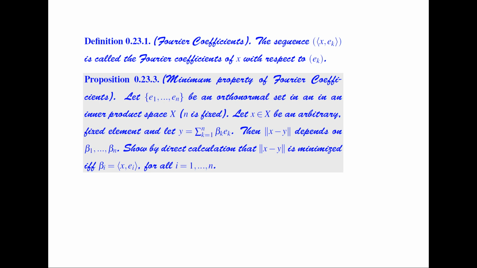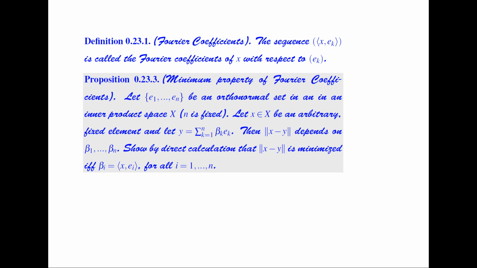So now we discuss some of the application part out here. We have defined the Fourier coefficients. The inner product of x comma ek is called the Fourier coefficient of x with respect to ek. And we have a minimum property of the Fourier coefficients.